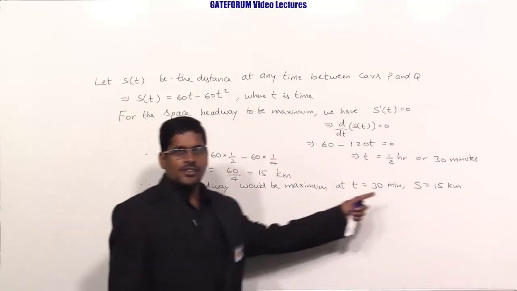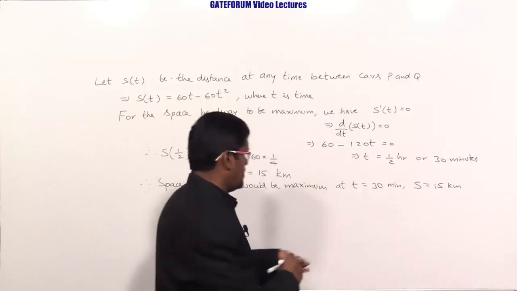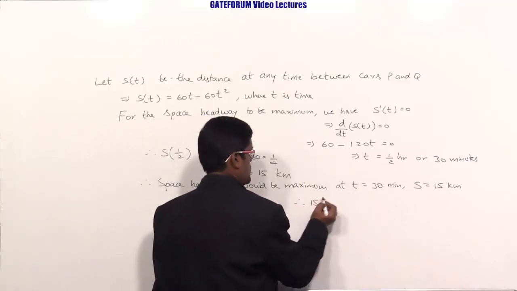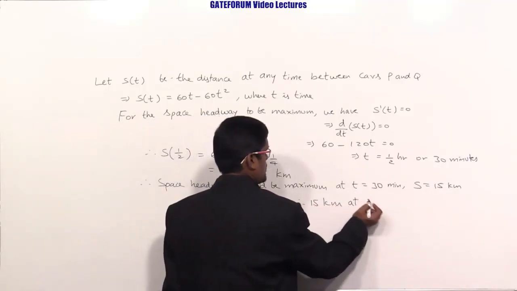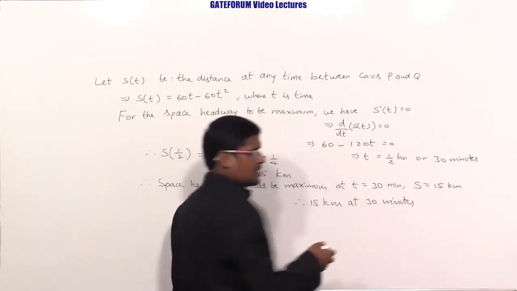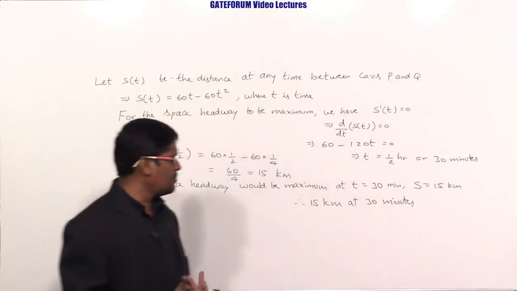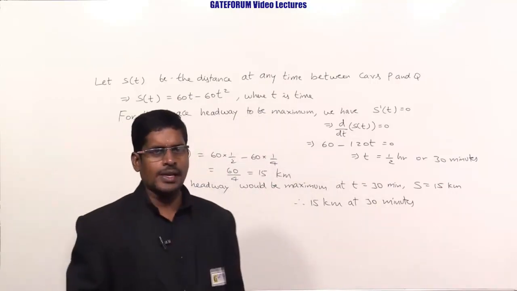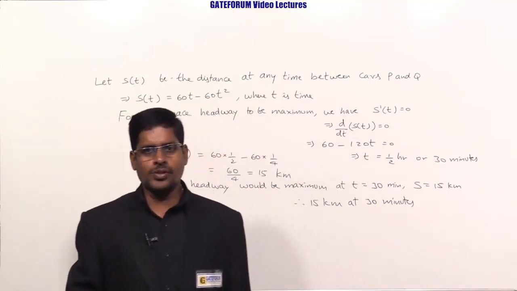So the answer is 15 kilometers at 30 minutes. The distance is 15 kilometers, at the time 30 minutes. This is the answer. Accordingly, the option is A. This is the end of the question.